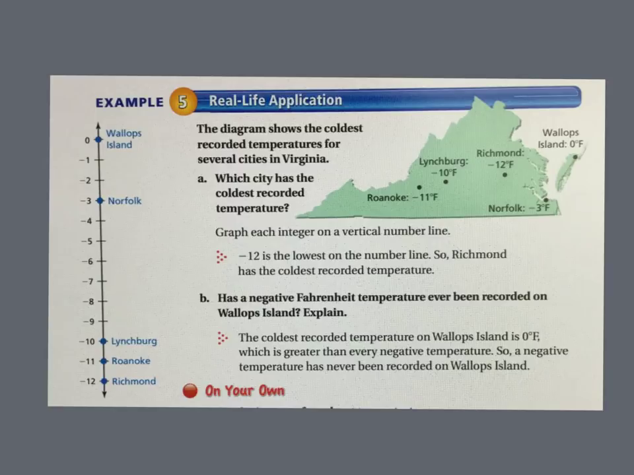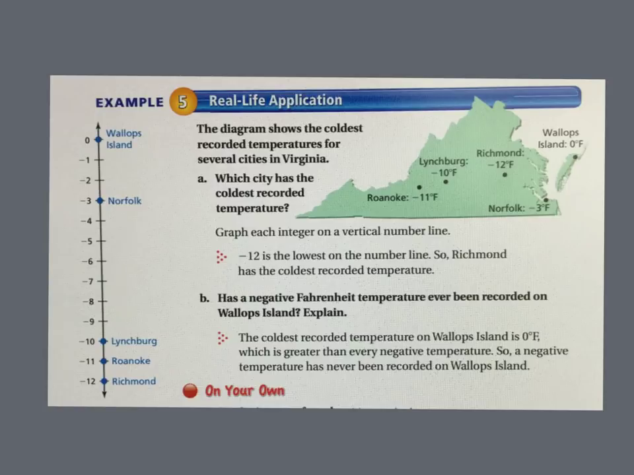So then part B says, has a negative Fahrenheit temperature ever been recorded on Wallops Island? Explain. So we're going to look at Wallops Island. It says the coldest recorded temperature on Wallops Island is 0 degrees, which is greater than every negative temperature. So a negative temperature has never been recorded on Wallops Island. You just got to kind of know, like, thinking about negatives versus positives and what that actually means, especially when it comes to these real-life applications.